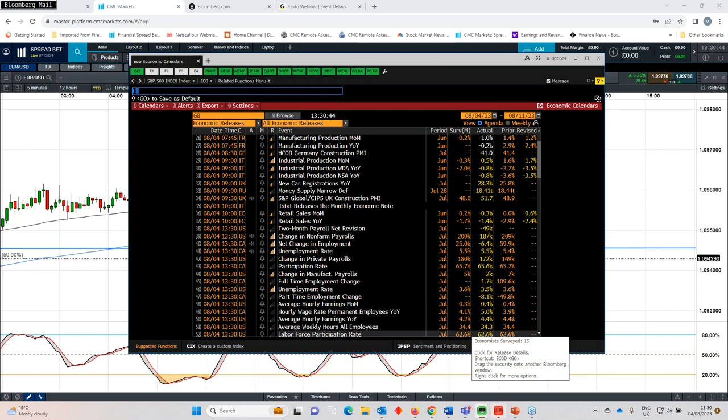The participation rate has remained fairly constant at 62.6. So I would suggest it's a fairly neutral report. The unemployment rate has fallen again to 3.5% from 3.6, and average hourly earnings 4.4. So again, it's a mixed report. We've got a slightly weaker than expected headline number. Wage growth has remained steady at 4.4%. So that's dollar positive.